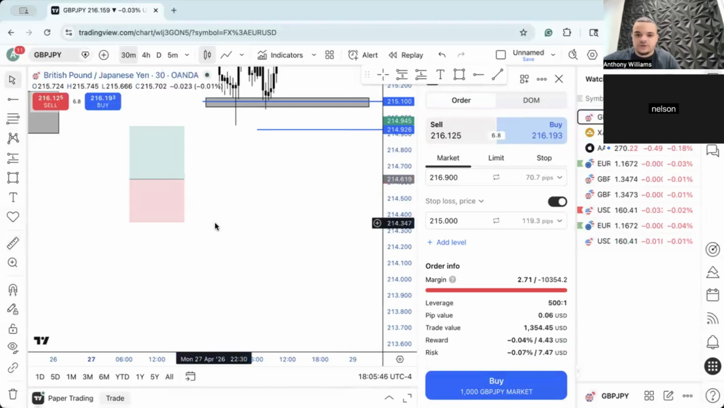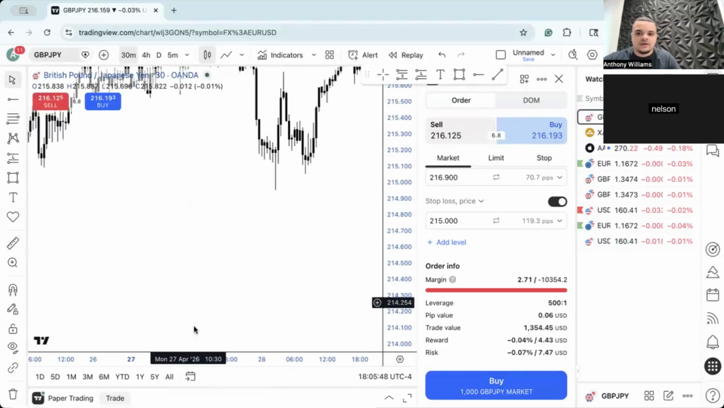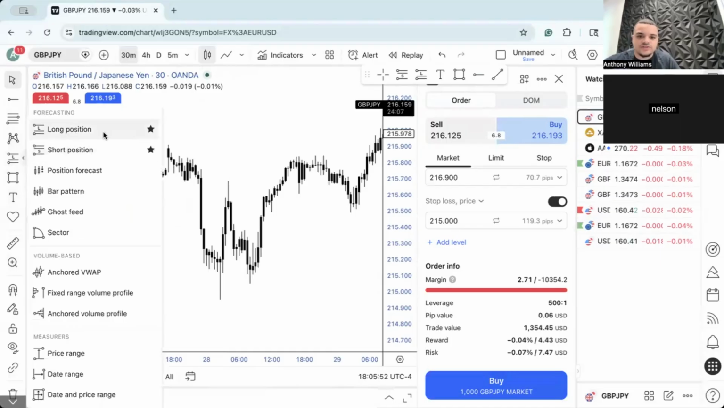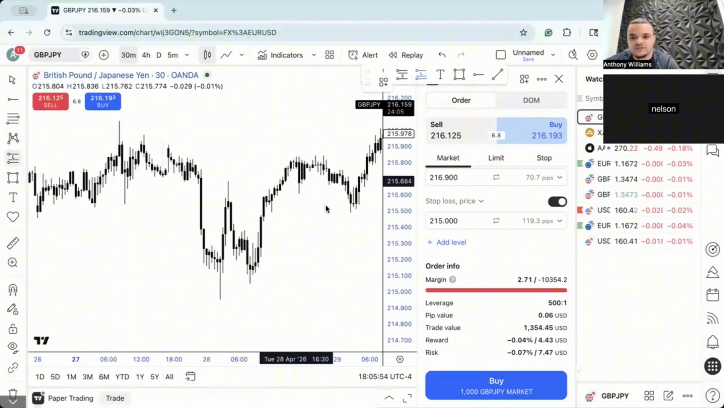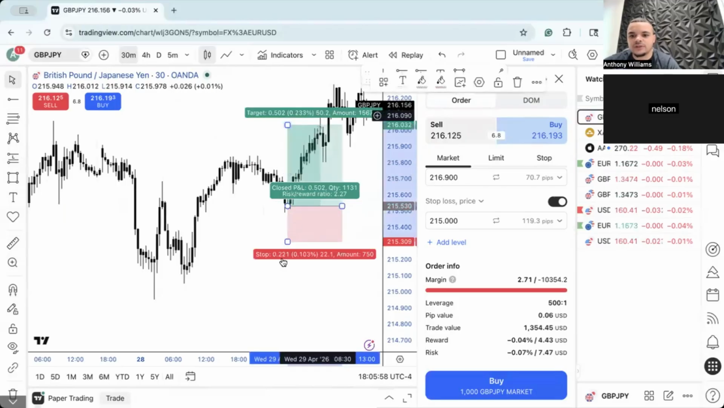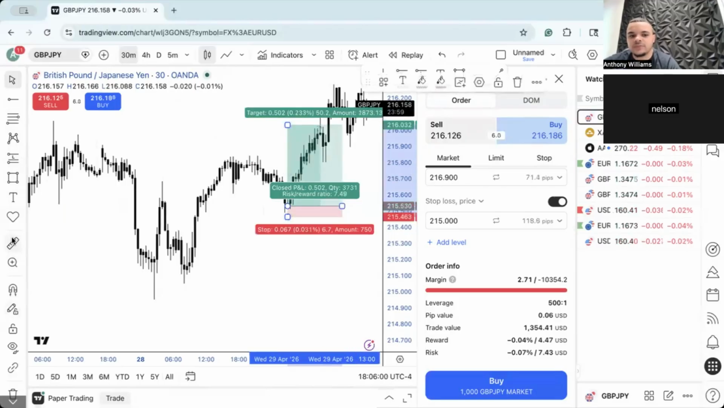Let me clear my screen. I don't know why it's getting all messy. All right, this is all you need right here. Long position, short position. Long position is obviously your buys. So that's why the middle is going to be your points. Don't even worry about this because you don't need it. You have it right here.